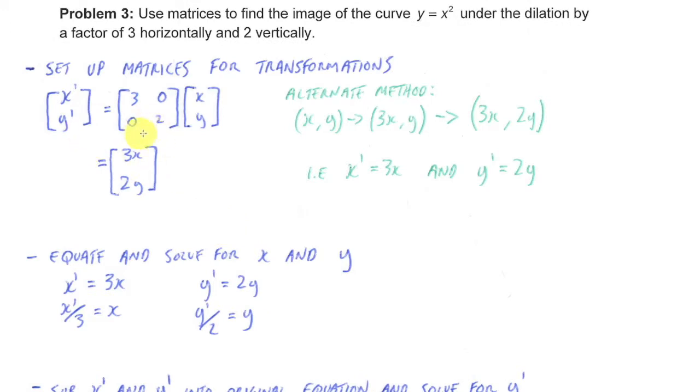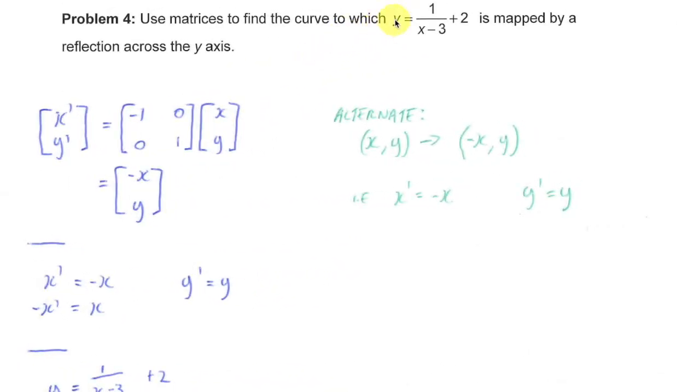Note that instead of using matrices, you could use this alternate approach to work out what x prime is equal to and y prime is equal to. But you then need to take that information and do the rest of the steps that are given below here in blue. Use matrices to find the curve to which y equals 1 over x minus 3 plus 2 is mapped by a reflection across the y-axis.